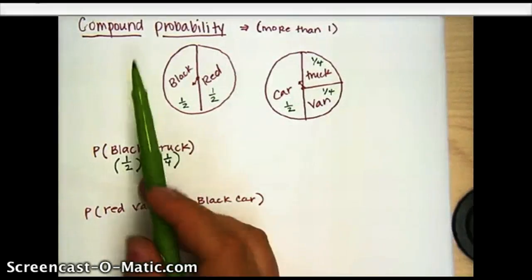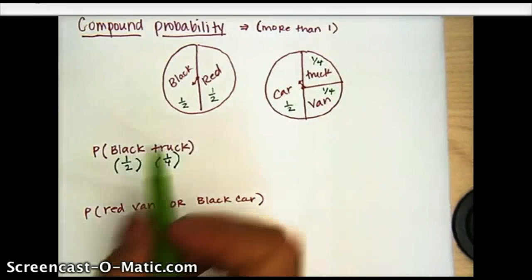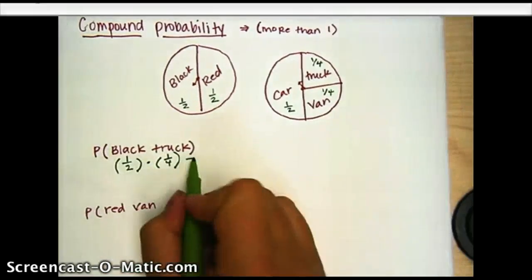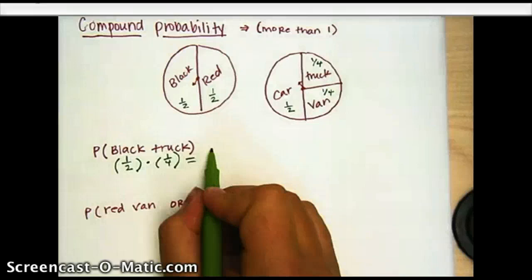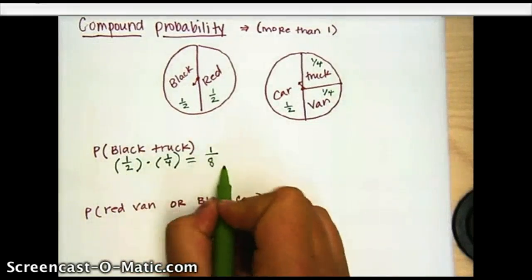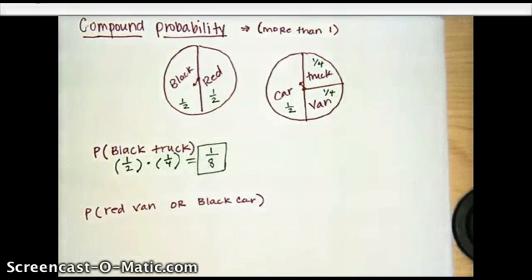Compound probability, two or more. So what do we do with these two numbers? What we do is we multiply them. So 1 times 1 is 1, and 2 times 4 is 8. So I have a 1/8 chance of landing on a black truck for my new vehicle.